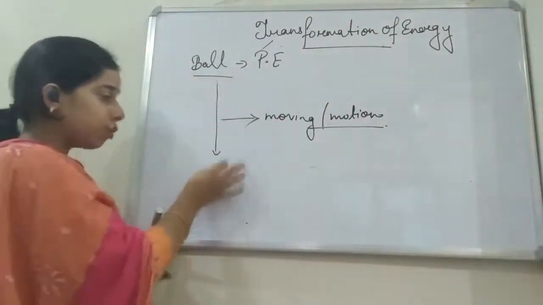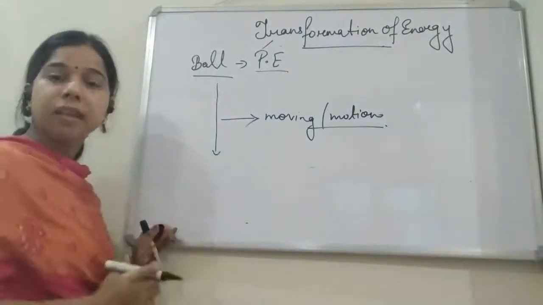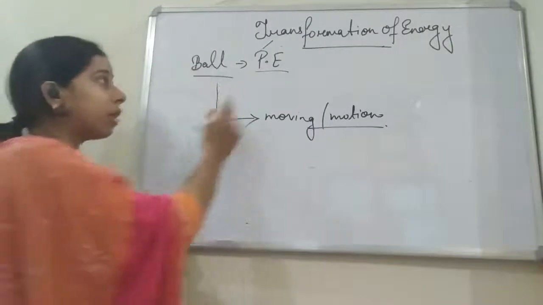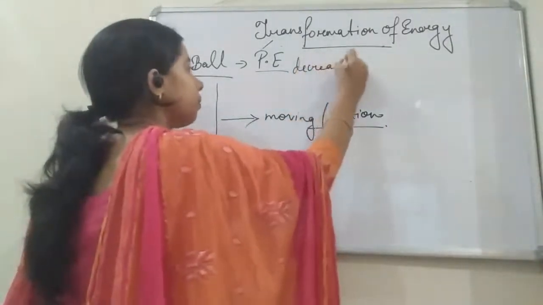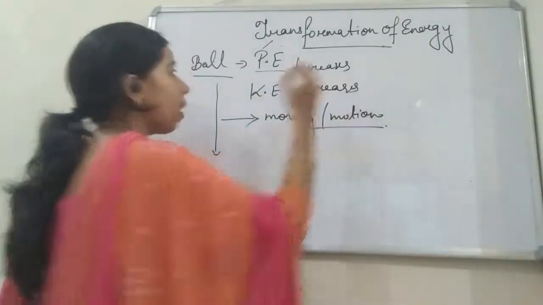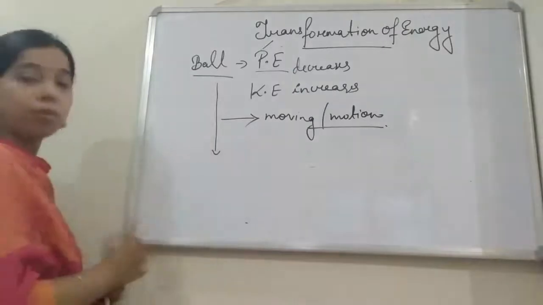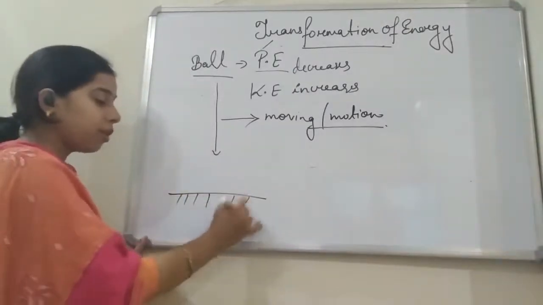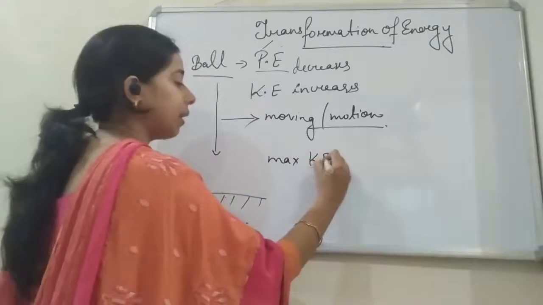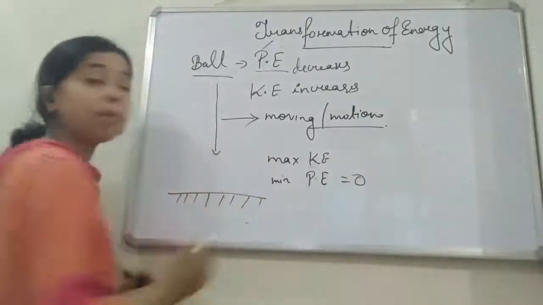So as this ball comes to the ground, it starts losing potential energy and starts gaining kinetic energy. On that basis, you can say that as it starts coming down, the potential energy decreases and the kinetic energy increases. Potential energy decreases, but kinetic energy increases as it moves down to the ground. As it reaches the ground, before coming to rest, it will have maximum kinetic energy and minimum potential energy, or we can say potential energy will become zero, students.